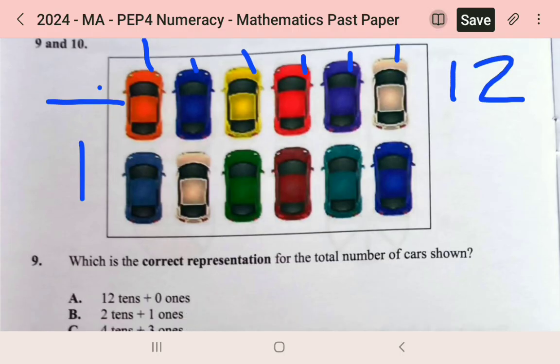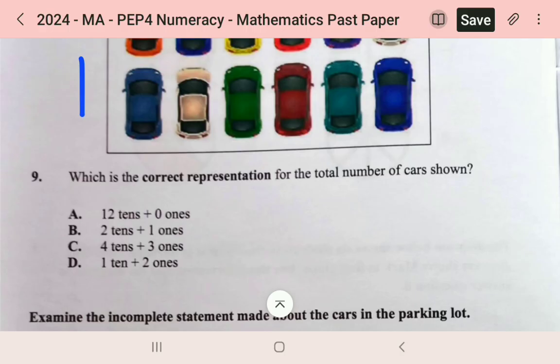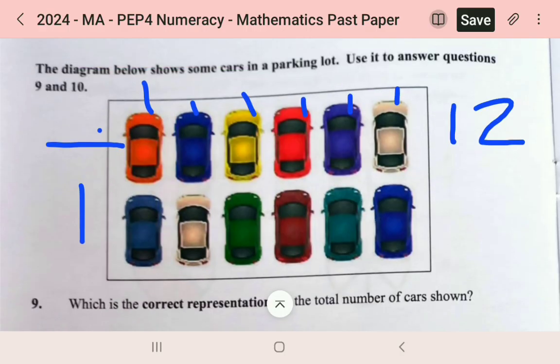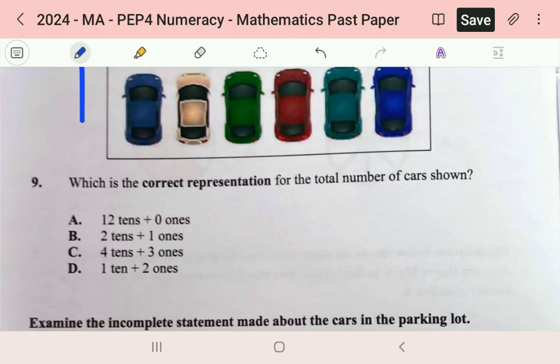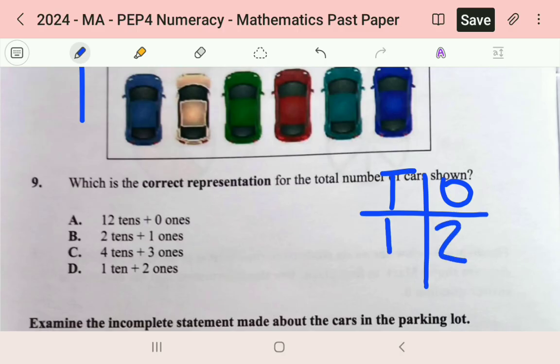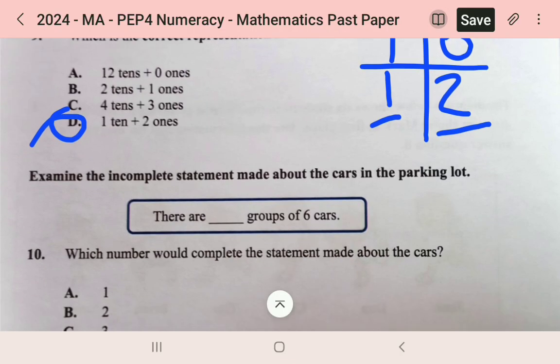Let's see what they want. 12 tens. So if you were to quickly draw, let's work it down here where it's closer to the responses. We have 12 tens ones. So if it's 12, it's gonna be 1 in the tens place, 2 in the ones place. It's D, 1 group of tens and 2 groups of ones, or 1 group of 10, 2 groups of 1.